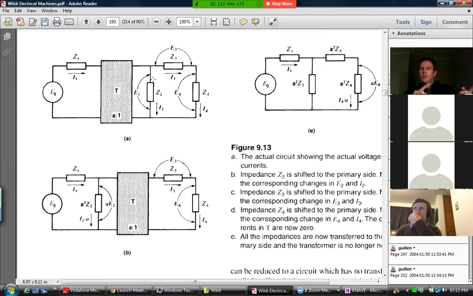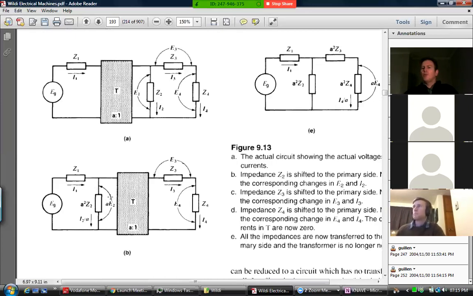Because the voltages on primary and secondary side are related with this turns ratio business, it means that if you measured a voltage here, and you take that same thing and move it to the other side here, yes, you must change its impedance so that you get an equivalence, but the voltage that you measure there won't be the same as the voltage you measure there. It'll be A times higher.